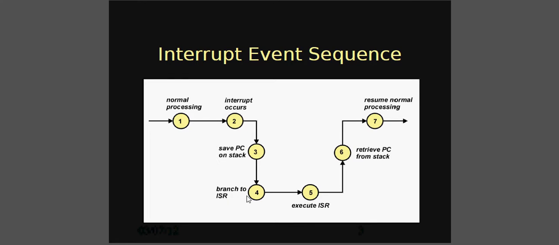Then it will go into the interrupt service routine, take the address, go to the new address and start to execute the ISR. Fetch the instruction from the address and start to execute it. After the processor has finished executing the interrupt service routine, it will retrieve the PC from the stack, which is the PC that we saved in step number 3, put it back in the program counter and then resume normal processing.